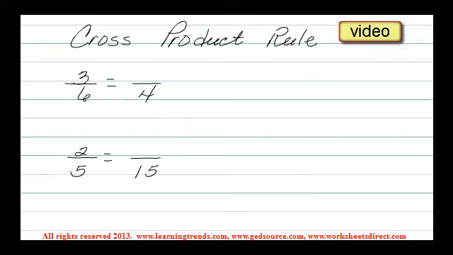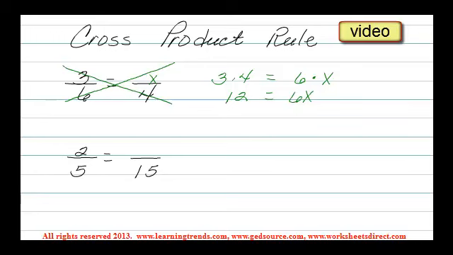We're going to take a look at two more examples using the cross product rule, and let's start working them through. 3 times 4 will equal 6 times some number, and let's call that some number x. So 6 times some number, or x. That gives us 3 times 4 is 12, and 6 times x is 6x. So 12 equals 6 times what number? If we divide both sides by 6, we'll see that x, or that some number, equals 2.